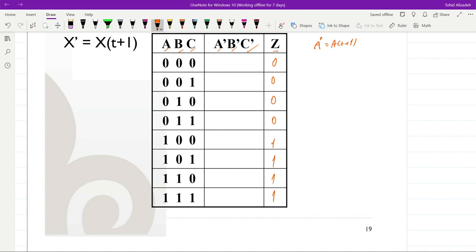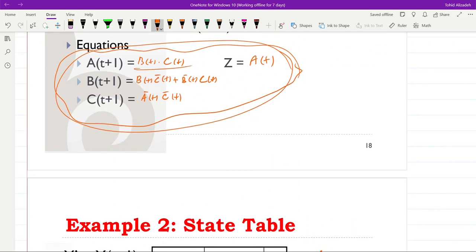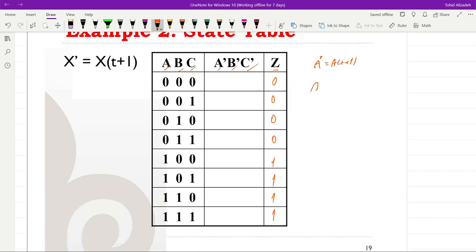Then for A, B, and C, we need to refer to the expressions. For A, we have B and C. So A at t plus 1 is equal to B and C at t. So basically A will be equal to 0 unless both B and C are equal to 1, and that's when we have this row or this row. Other than that, A at t plus 1 will be equal to 0.